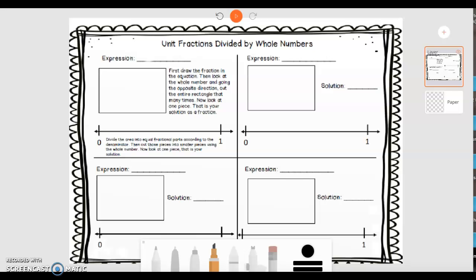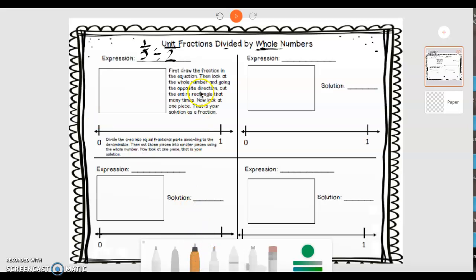We're going to start with a unit fraction divided by a whole number. So that means the unit fraction is essentially the dividend. Let's give you an example here. If we have 1/5, that's our unit fraction, divided by 2. A good way to solve this is we're going to read these directions and follow them as we go.